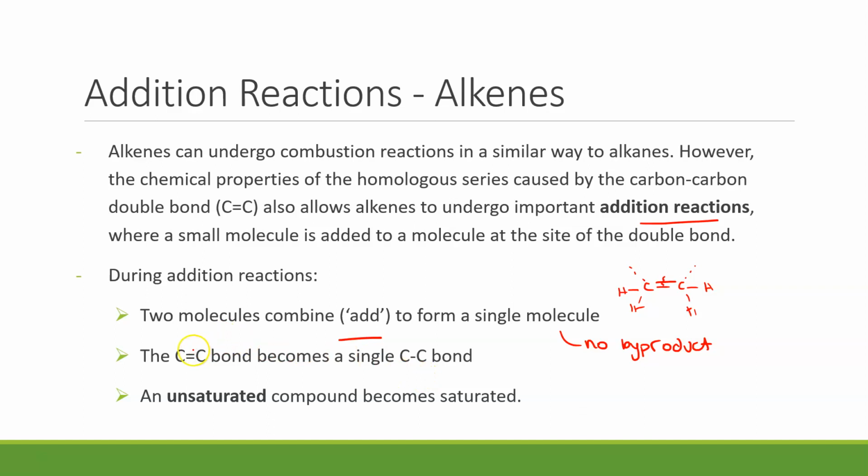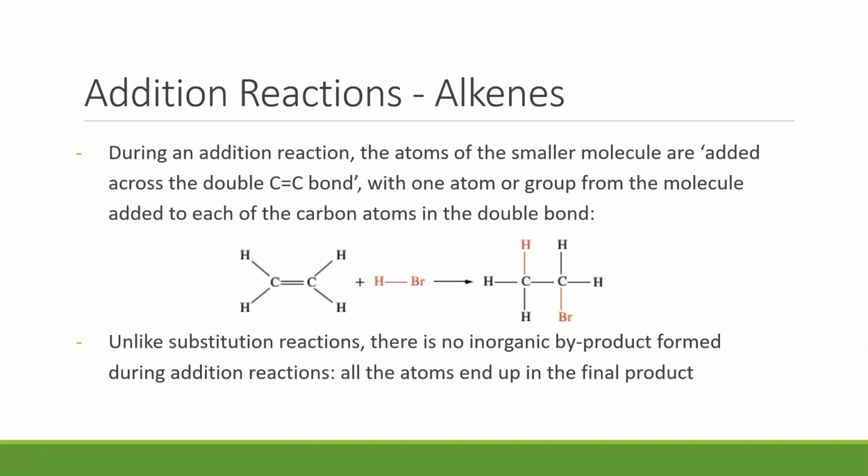Okay, so we're going to go from something that may have had trans or cis isomerism to now having free rotation around that carbon-carbon single bond. We will take an unsaturated molecule and it will become saturated because we will have single bonds only. Let's start looking at these reactions.